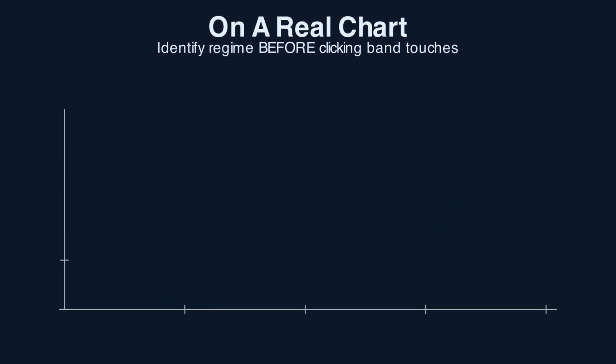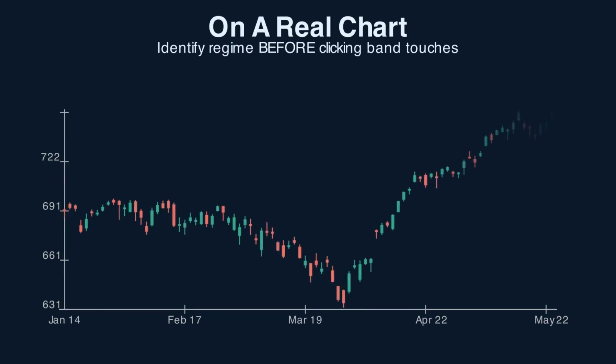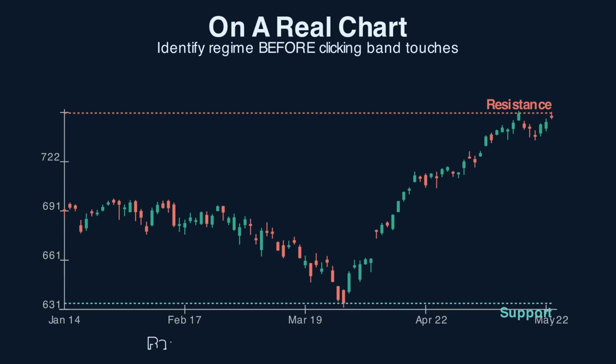On a real chart, run the regime check first. Is price clearly trending? Walk the band, don't fade touches. Is price ranging? Mean revert, fade touches with confirmation. Are bands squeezed? Wait for the break and trade expansion. The Bollinger setup that works depends entirely on the regime, and the regime is visible before you click. 3 different setups, 1 indicator. Pick the one that matches what you see.